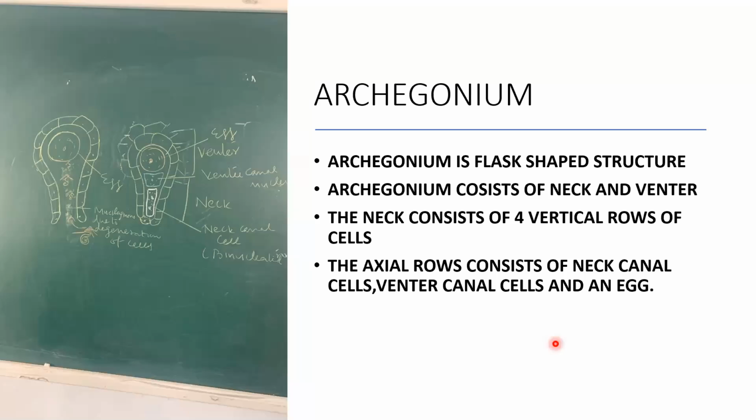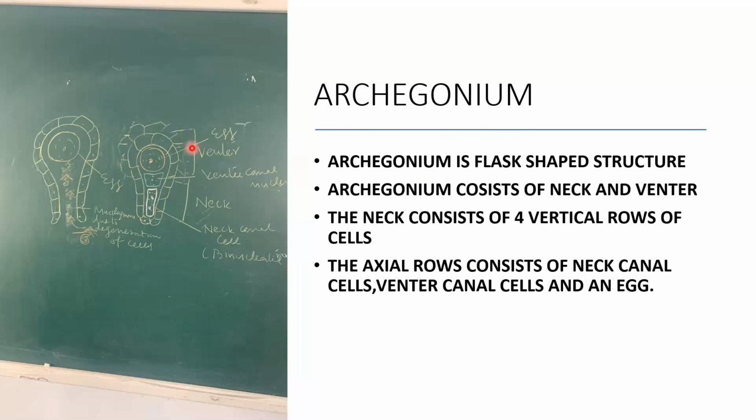Now, this is the female sex organ called Archegonium. If we see the structure, this is flask shape. This lower part is the venter, and this part is called the neck. So in the venter is present the egg cell. This is the venter canal cell, and this is the binucleated neck canal cell. And this is the jacket which is surrounding the Archegonium, and this is attached to the prothallus by means of cells.